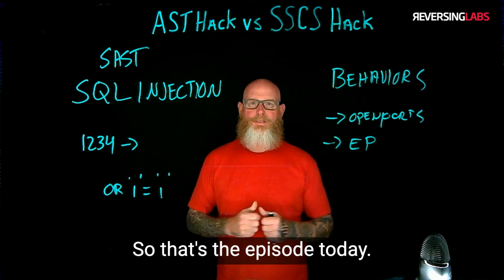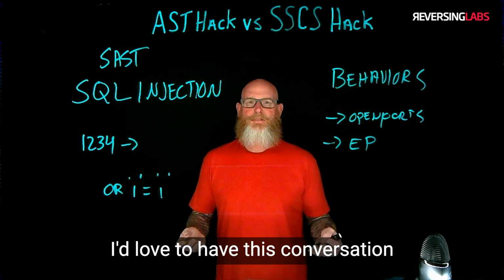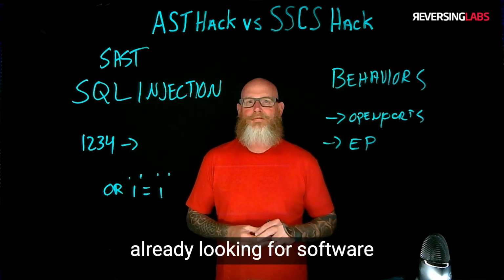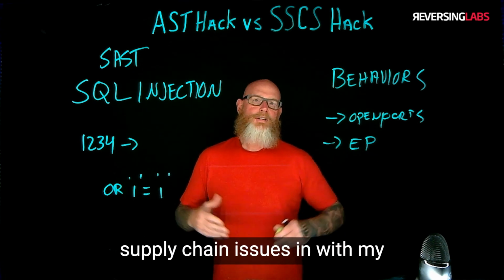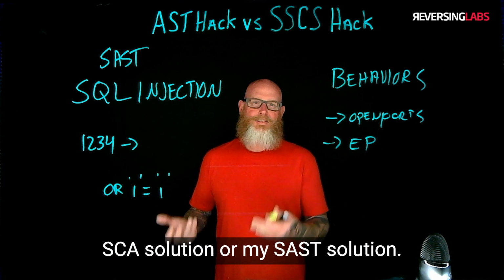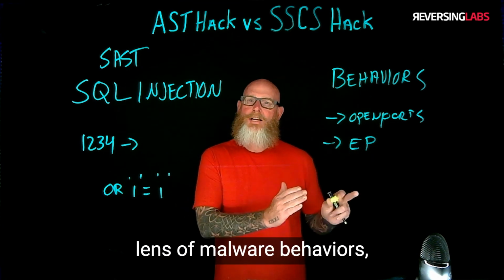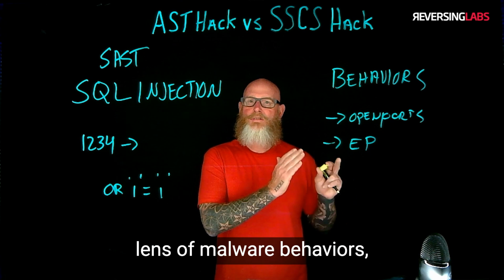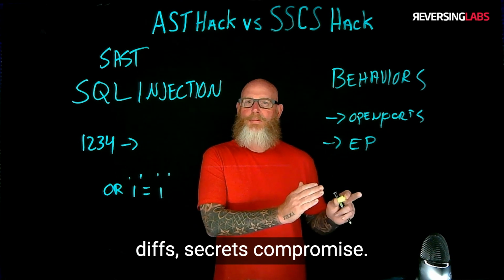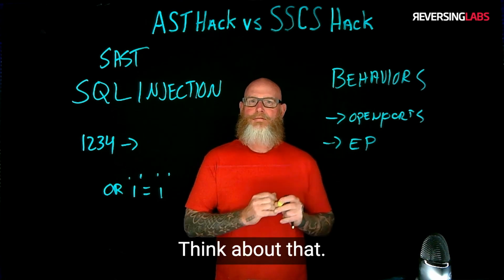So that's the episode today, just food for thought. I love to have this conversation because everybody says, I'm already looking for software supply chain issues with my SCA solution or my SAST solution. I already got those. I'm totally fine. They're not looking at the lens of malware, behaviors, diffs, secrets compromise. Think about that. Food for thought.